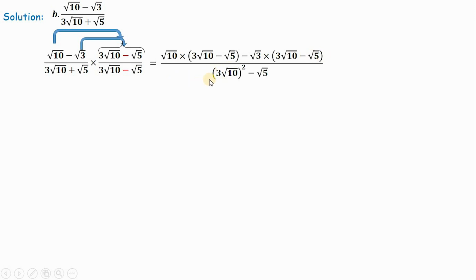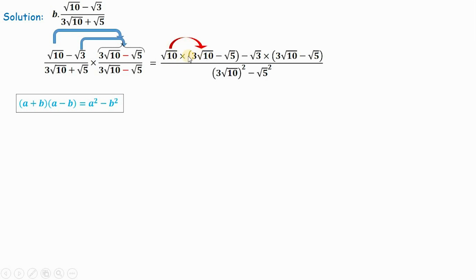In the denominator we use the identity, that is a square minus b square. Instead of a we have 3 root 10, so 3 root 10 squared, minus, instead of b we have root of 5, so root 5 squared. When you multiply in the numerator, root 10 should multiply both the terms. Okay, now in the denominator we have used this identity. Now we'll multiply this in the numerator.